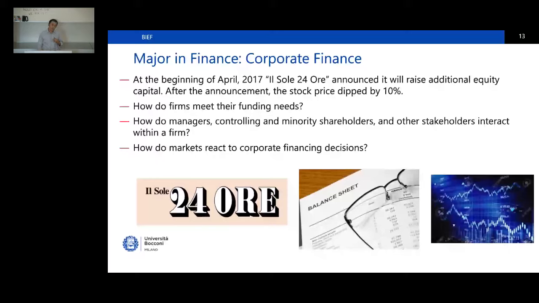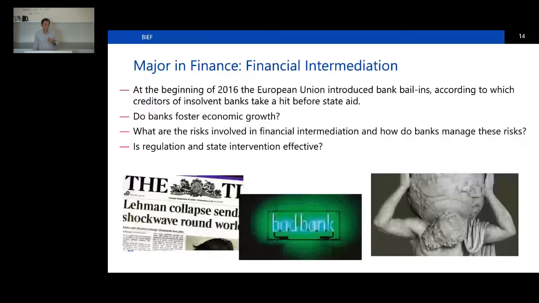Example number two is borrowed from banking, or what we call financial intermediation. At the beginning of 2016, the European Union introduced a new regulation called bank bail-ins. According to this new regulation, creditors of insolvent banks, so banks that are doing badly, had to take a loss or a hit before the government would intervene. The idea behind this regulation was not to have banks that keep on being afloat thanks to taxpayers' money. This is what state intervention means.